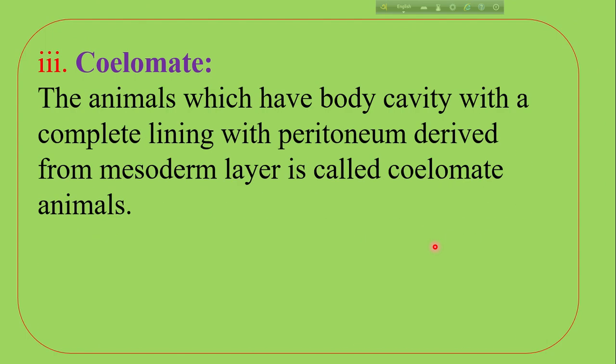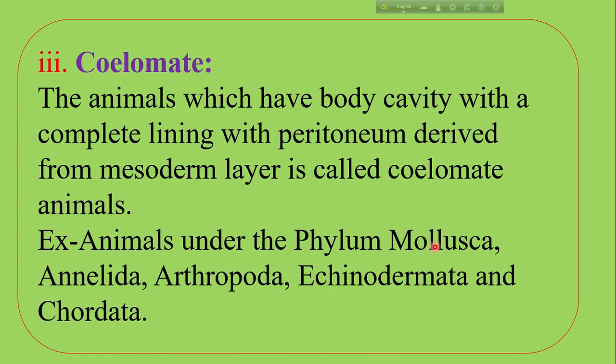Coelomate, this type of animal is also called eucoelomate. The animals which have a body cavity with a complete lining of peritoneum derived from the mesoderm layer are called coelomate animals. Example, animals under the phylum Mollusca, Annelida, Arthropoda, Echinodermata and Chordata. That means from Mollusca to Chordata, all animals are coelomate or eucoelomate.